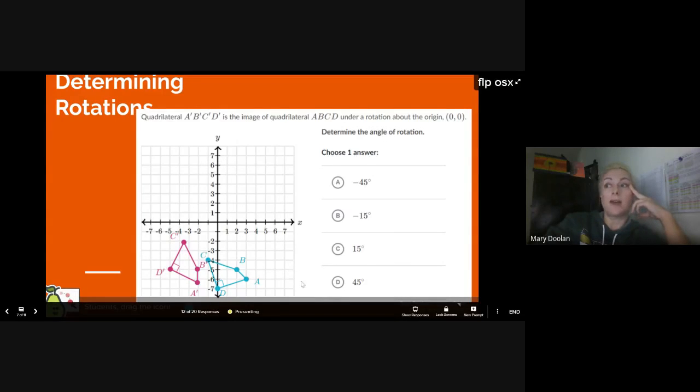So I'm not having a positive value because I am moving clockwise. It's going to be a negative value. So you have to figure out, am I moving negative 15 degrees or negative 45 degrees? So it's between A and B really on this one.